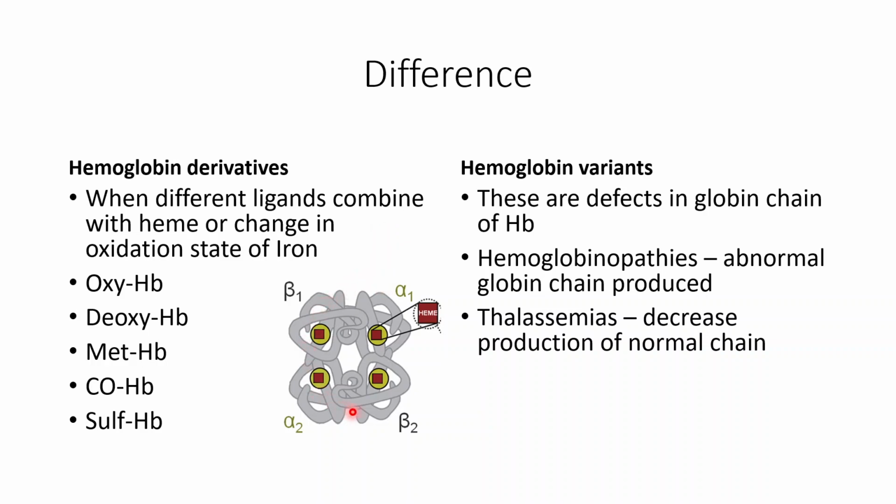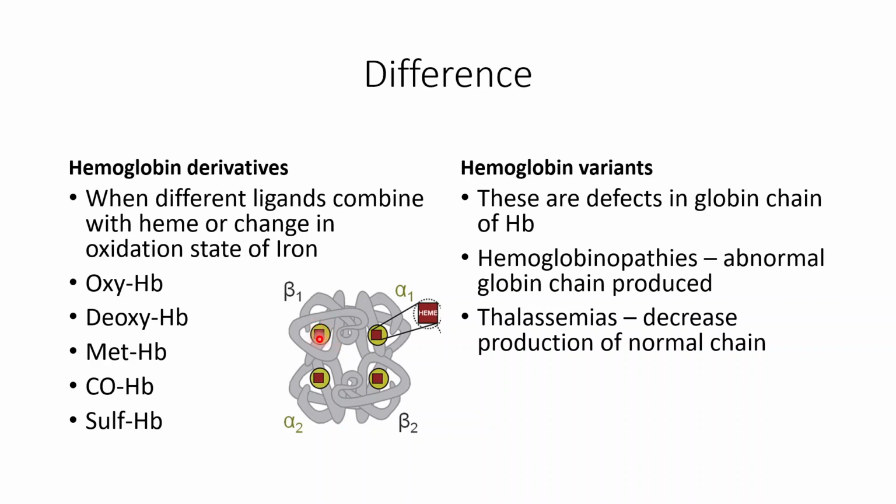Now, let us again come back to the basic structure of hemoglobin, which consists of four polypeptide chains, two alpha chains, two beta chains. These are the globin chains, and it has a heme group attached to it. So hemoglobin is a type of conjugated protein having a protein part, which are the globin polypeptide chains, and a non-protein part, which is the heme group.